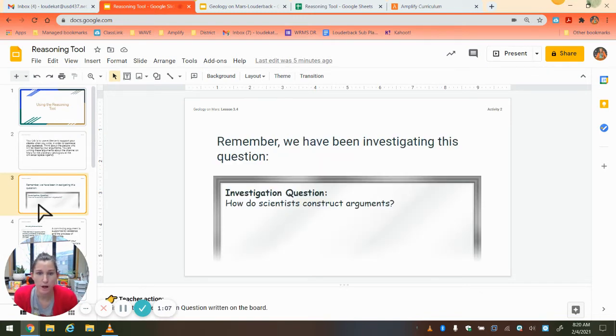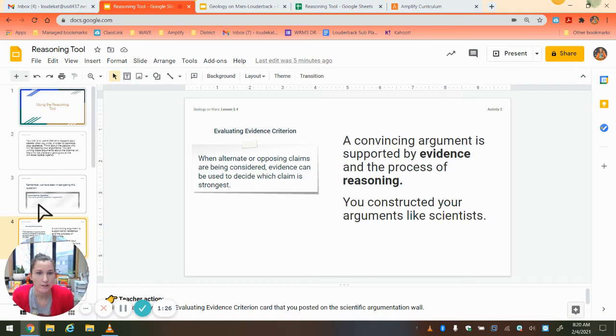We need to remember we have been investigating this question in today's lesson: how do scientists construct arguments? We're going to need to look closely at our claim, consider all of our evidence, and provide solid reasoning that our evidence supports the claim. A convincing argument is supported by evidence and a process of reasoning. You constructed your arguments like scientists, so we're going to write our arguments to the best we can. We want the strongest evidence, whether it supports or opposes the claim.